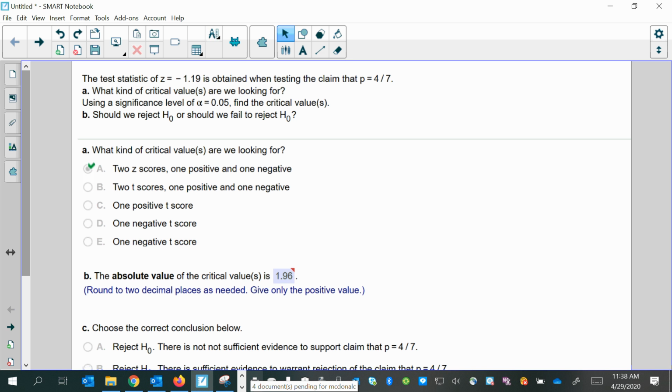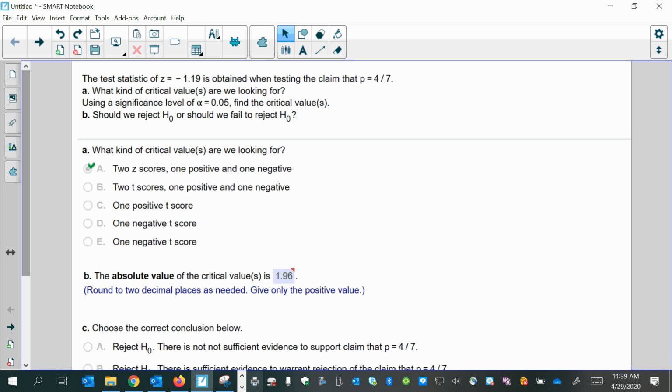Let's read. It says the test statistic of z equals negative 1.19 is obtained when testing the claim that p equals 4/7. A. What kind of critical values are we looking for? Using a significance level of alpha equals 0.05, find the critical values. B. Should we reject the null hypothesis or should we fail to reject the null hypothesis?